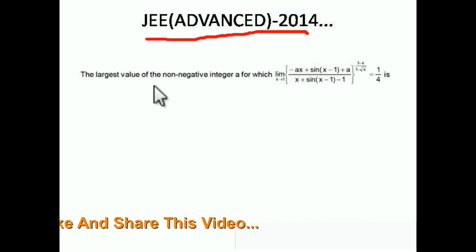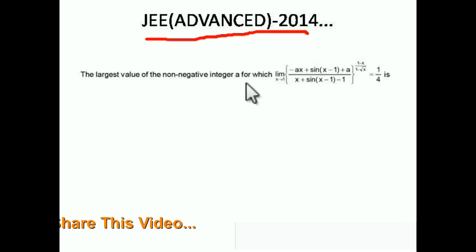The largest value of non-negative integer a for which this limit, x tends to 1, of (-ax + sin(x-1) + a) upon (x + sin(x-1) - 1), whole raised to (1-x) upon (1 - square root of x), is equal to 1 by 4. So we have to find the value of a for which this limit gets this particular value. First of all, we have to see what we have and how we can evaluate this.